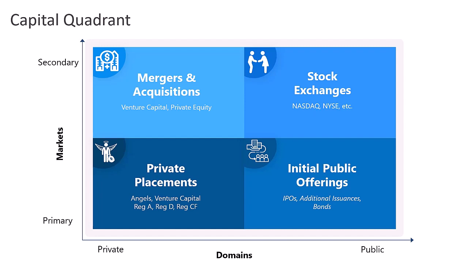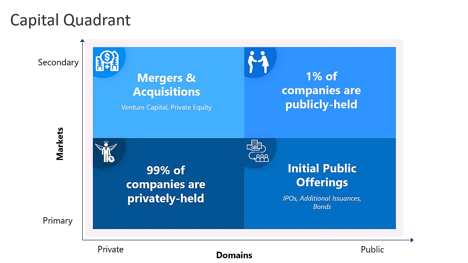First of all, 99% of the companies in America are private. Let me say that again. Almost 100% of the companies in America are private, not public, which means that the 1% of the companies that we get to buy and sell stock with only represent 1% of the companies in America.